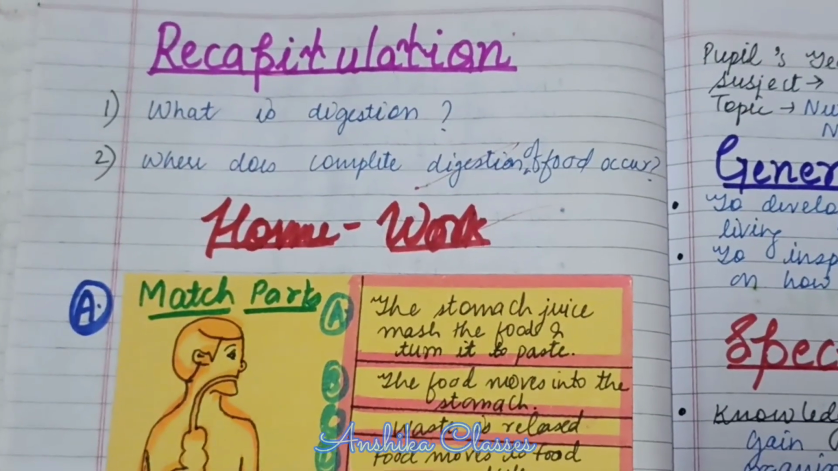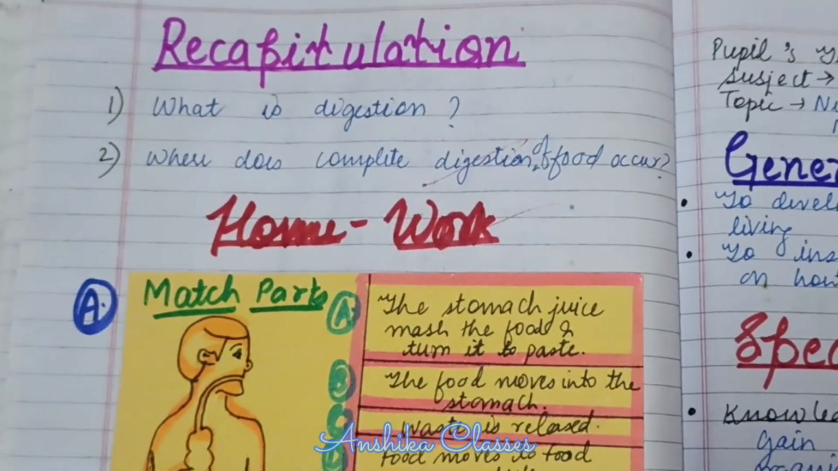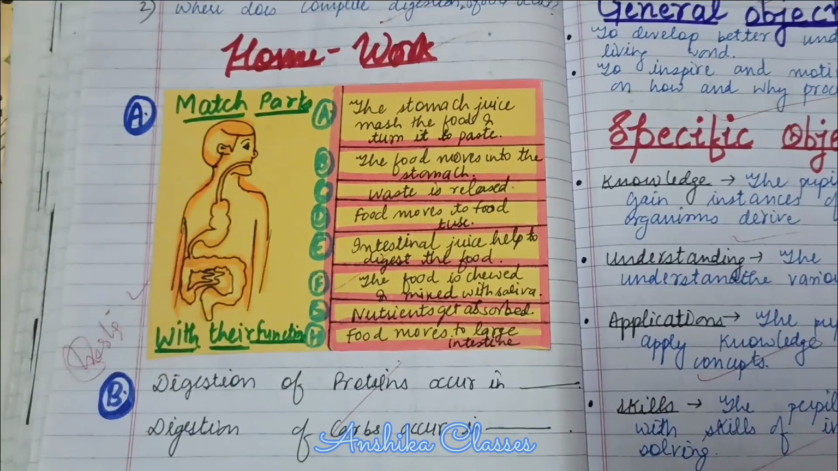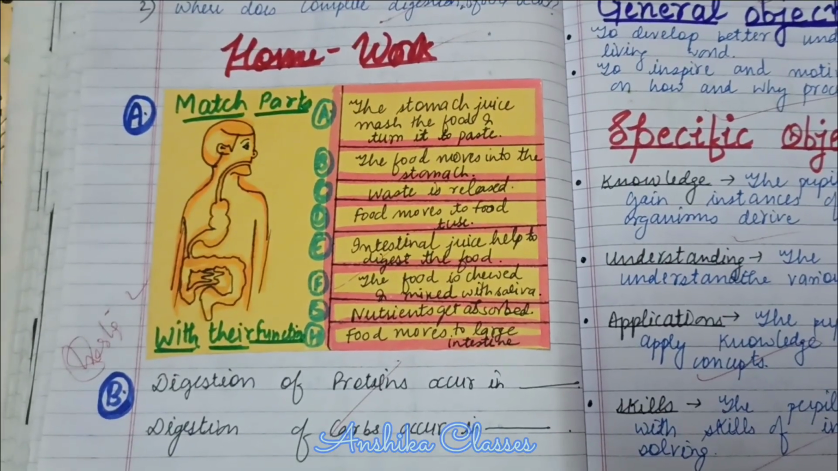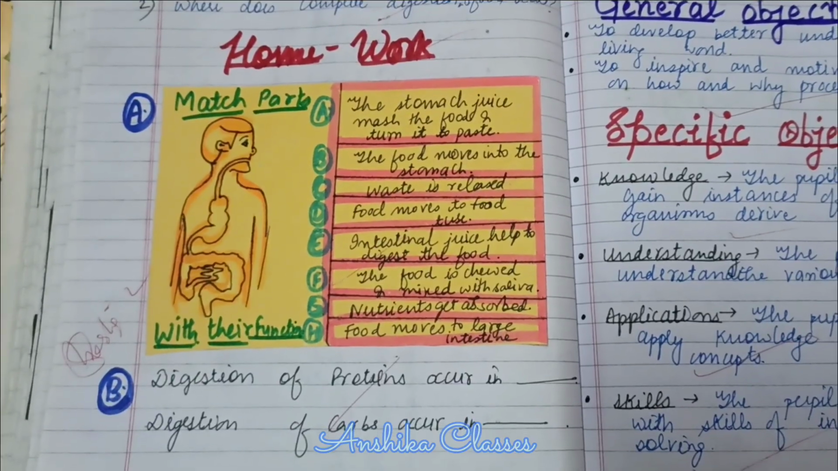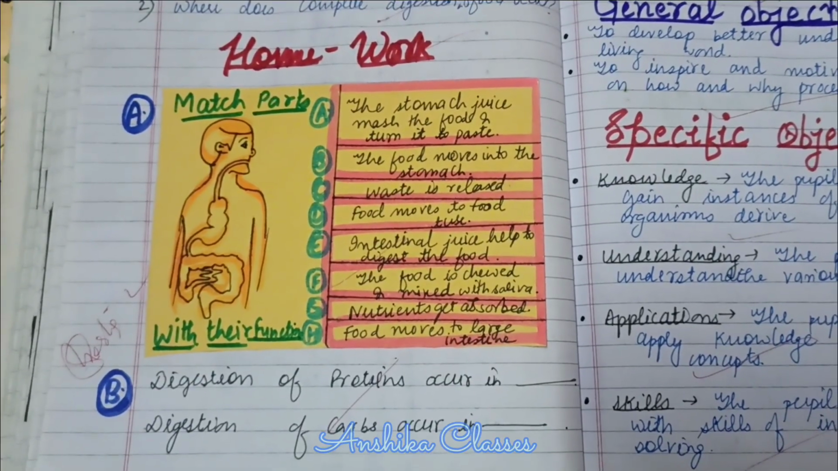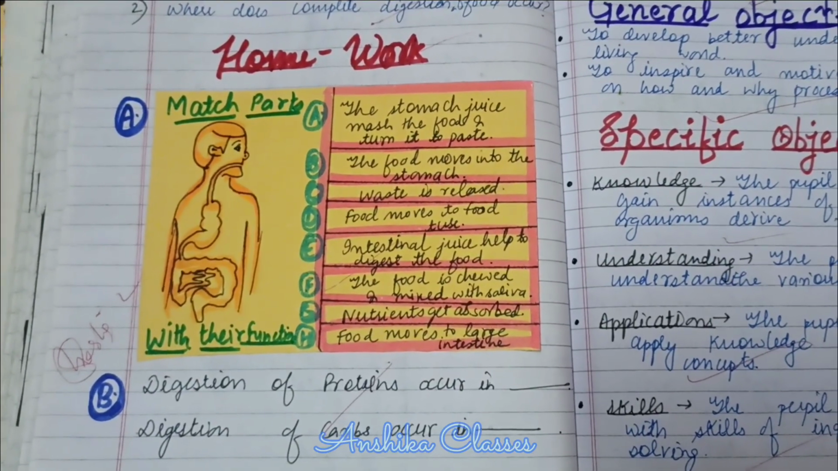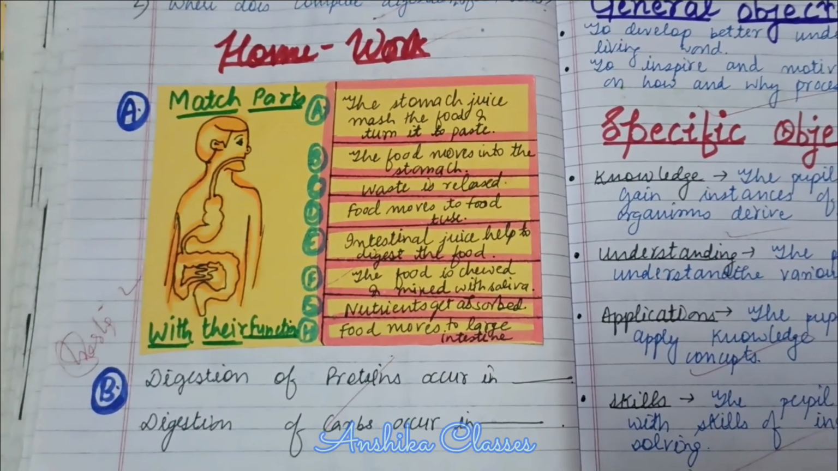Recapitulation. The questions are: what is digestion? Where does complete digestion of food occur? Homework question. Label the parts, match the parts with their function. Digestion of food, specifically the protein, occurs in. Digestion of carbohydrates occurs where?